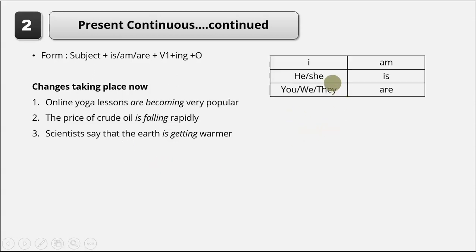And here again, friends, I have given you this chart, which I have already explained to you. So I hope it is clear when to use the present continuous tense. It is used in 3 situations, and I have already explained that to you.